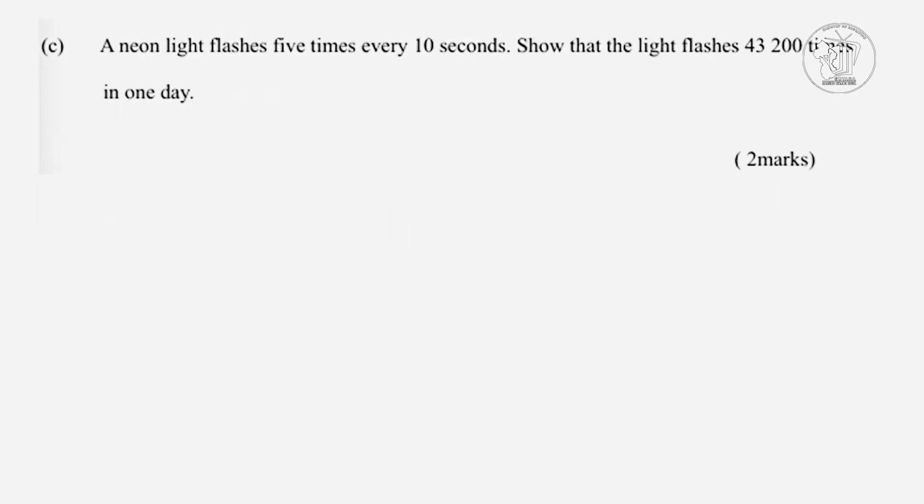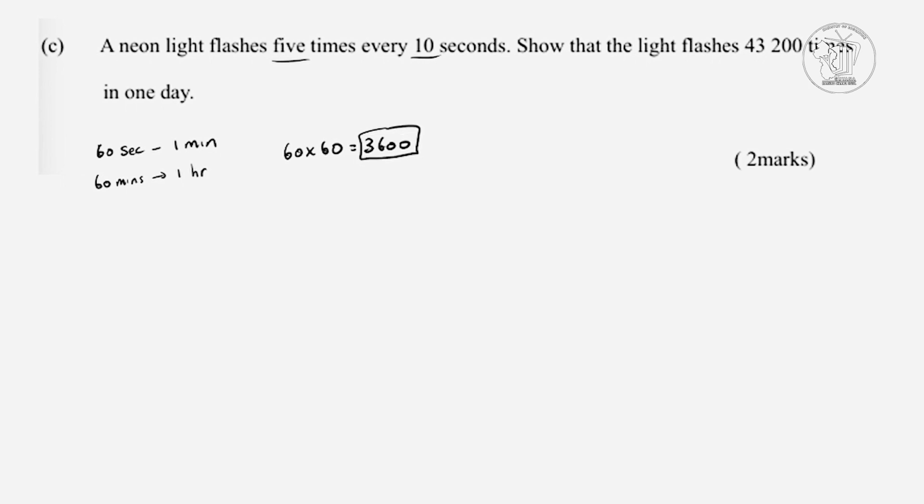So the next question says, a neon light flashes 5 times every 10 seconds. Show that the light flashes 43,200 times in 1 day. So to answer this question, let's find how many seconds are in a day. So we have 60 seconds, that'll be 1 minute. And then we have 60 minutes, will be in 1 hour. So let's find the amount of seconds in 1 hour. So this would simply be 60 multiplied by 60. That would give us 3,600. So we have 3,600 seconds in 1 hour.